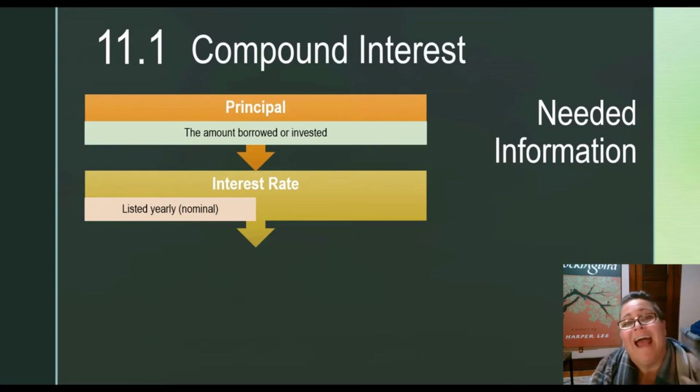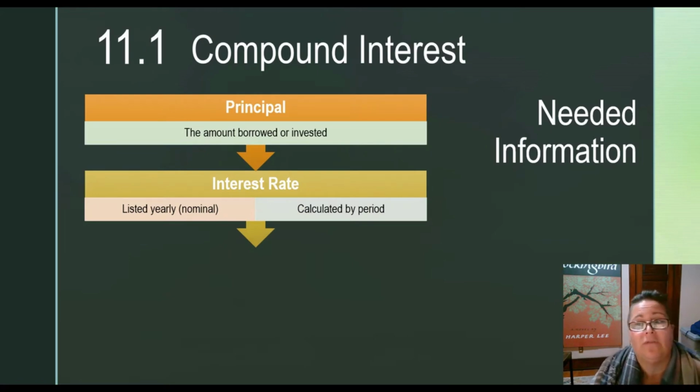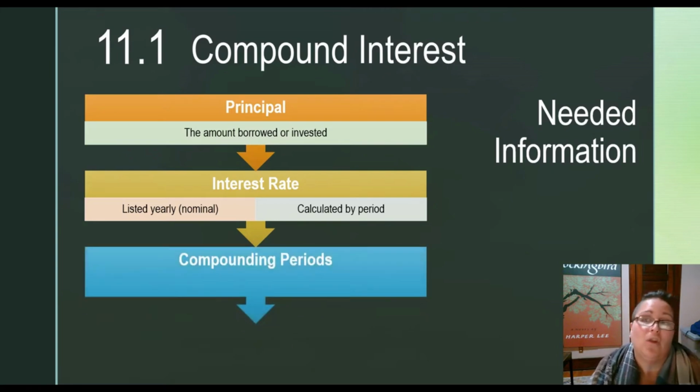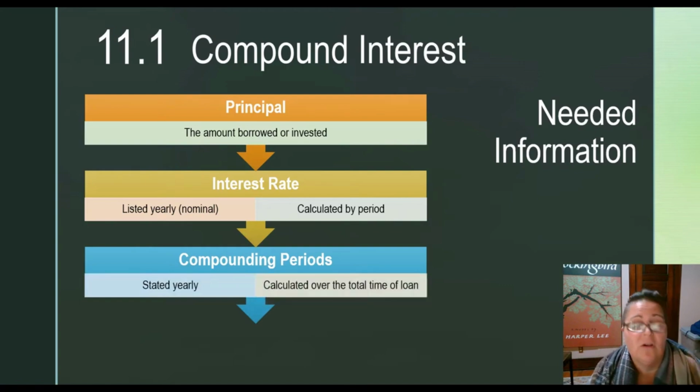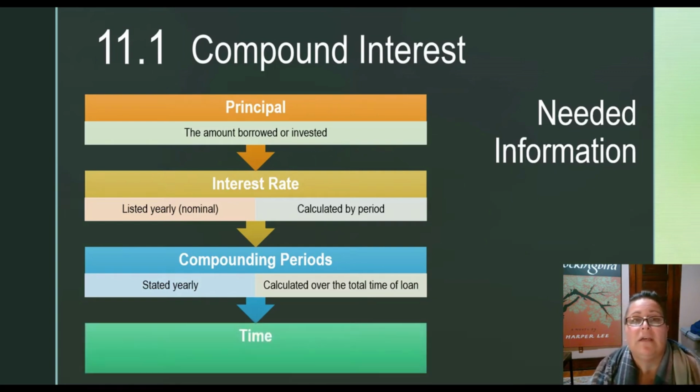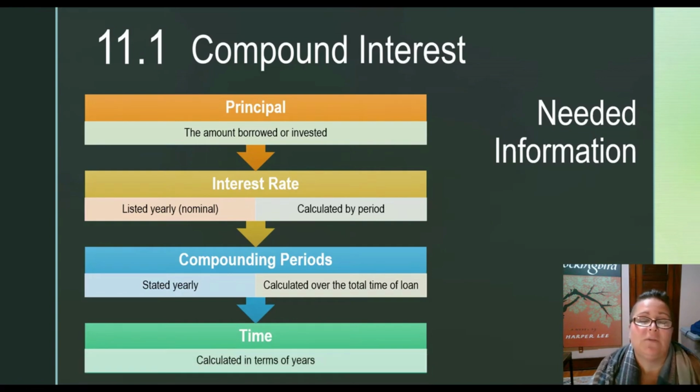However, because we're compounding, that means that at regular intervals called periods, we will need to know what that interest rate is broken down into those periods. We're going to look at the compounded periods, which, as we said, are stated over the course of a year, but we're going to calculate them over the time of the loan. So we'll need to know both things: how many periods are there in a year, and then how many times over the course of the loan? The time in this case, as it was with simple interest, will be given to us in years.